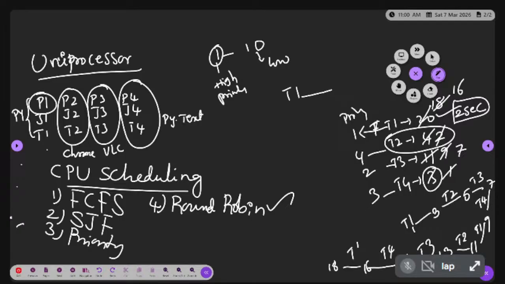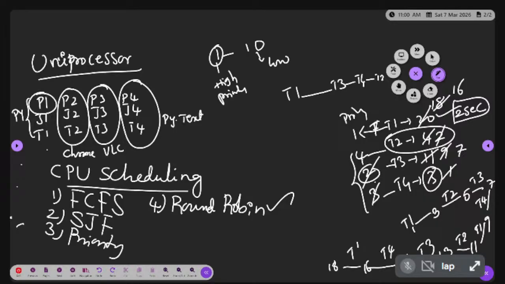Not T2, because the priority number is 4, 2, 3. So next, among these, the lowest number is T3. Next we will get a chance T3. Once over, 4 comma 3, 3, that is task 4. Next task 2. T1, T3, T4, T2 will be the order, because it is based on the priority numbers.